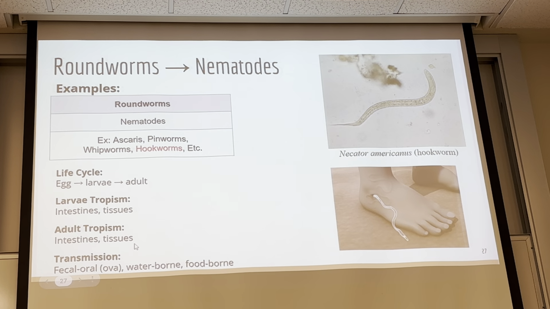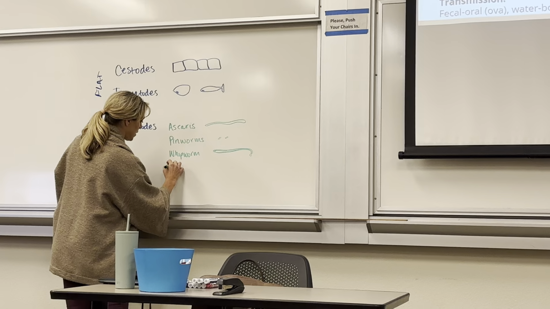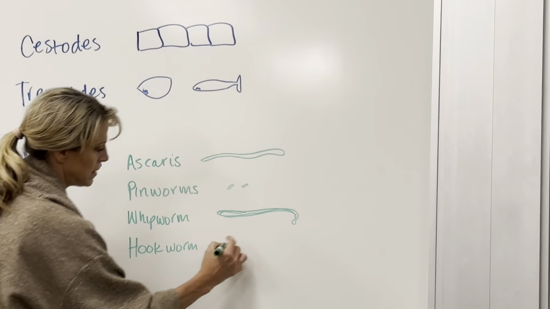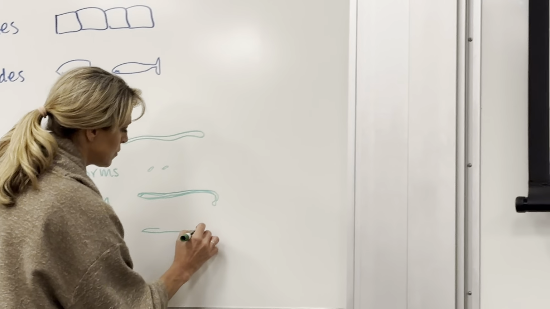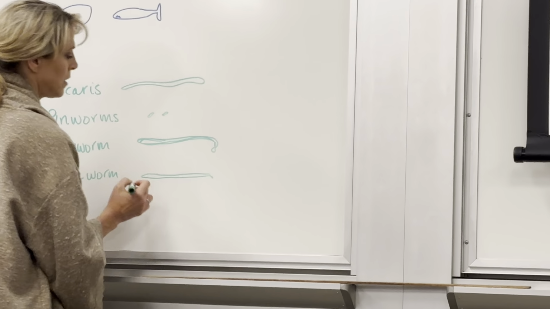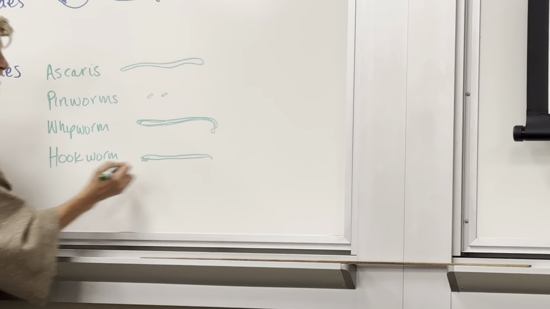Okay. And then our last one are hookworms, and these ones do look a little bit more like traditional worms as well, except they have one little tiny end. So they look like a traditional worm, and then they have this tiny little tail. And hookworms have like teeth.